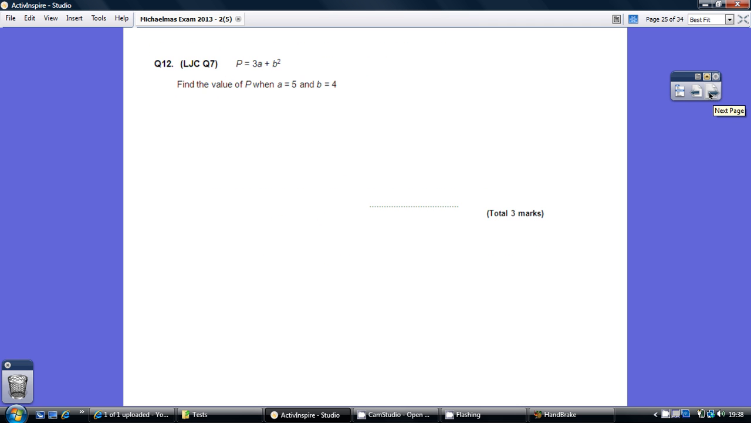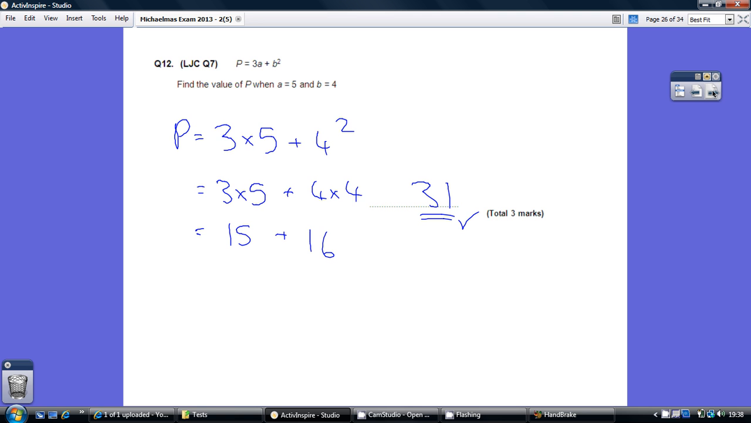Question 12. Question 12 solution. We're just simply substituting in here. Instead of A we now have 5. Instead of B we now have 4. So it's 3A. Now remember 3A means 3 times A.